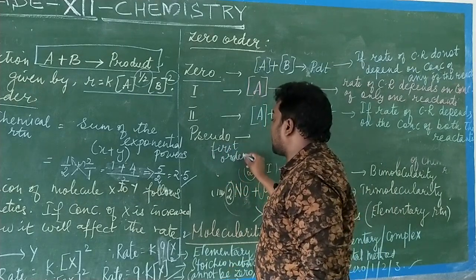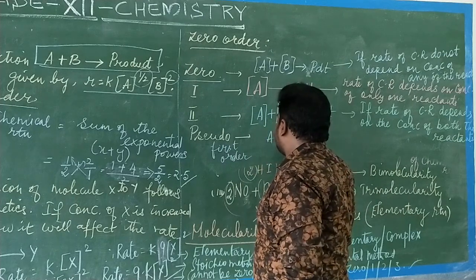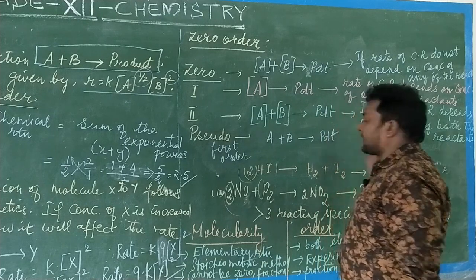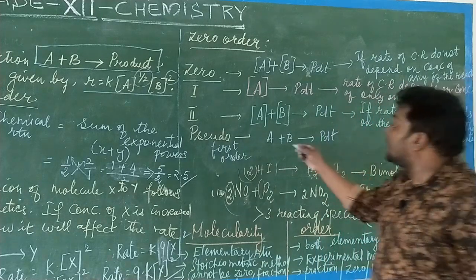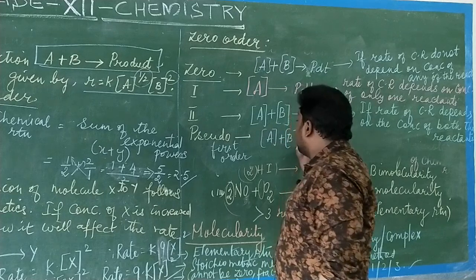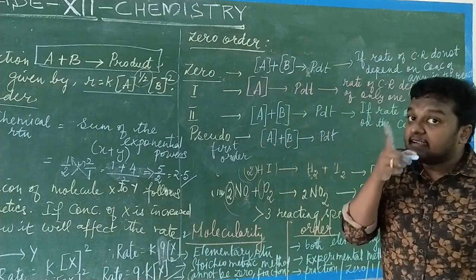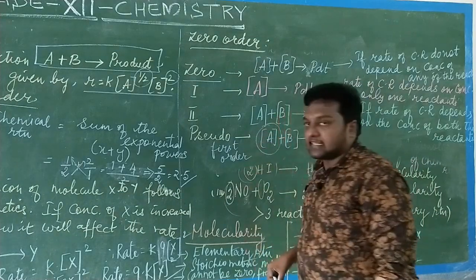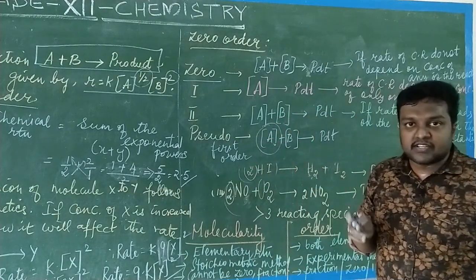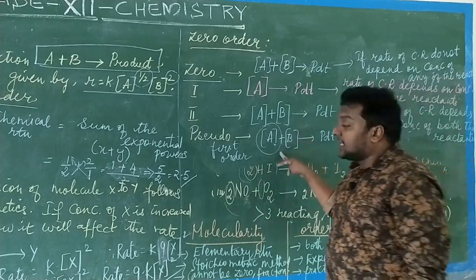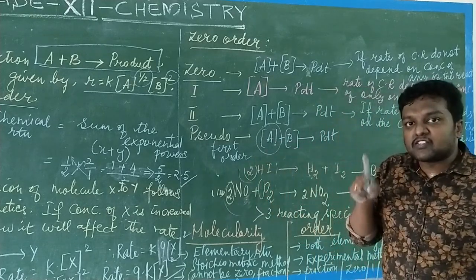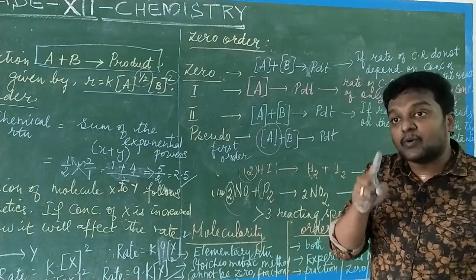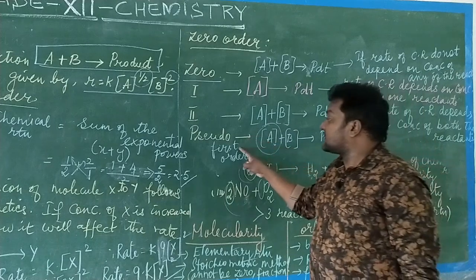Pseudo first order னா என்ன அர்த்தம்னா, இப்போ A reacts with B giving rise to the formation of a product னு எழுதுறேன். இப்போ ரெண்டுத்துக்கும் concentration இருக்கு, ஆனால் the rate of the chemical reaction depends on the concentration of only one reactant. There are two reactants. Among that, if the rate of a chemical reaction depends on the concentration of only one of the reactants, then we are calling it pseudo first order kinetics.